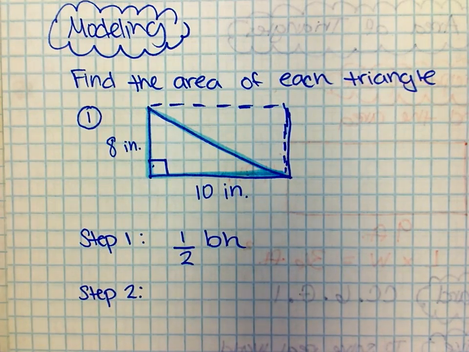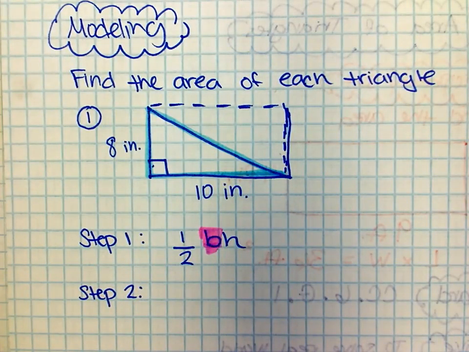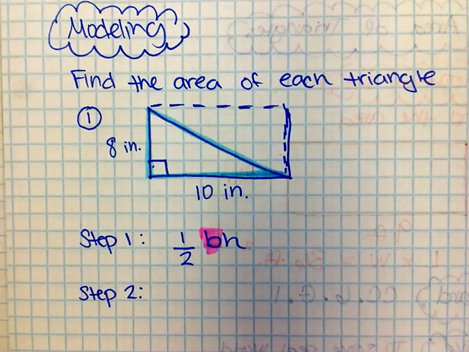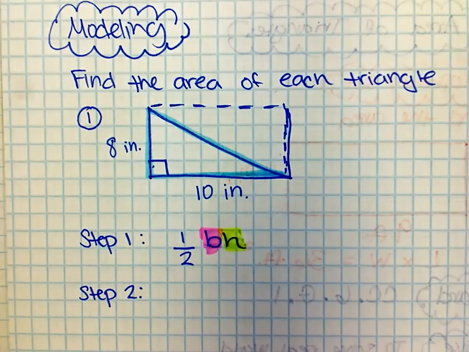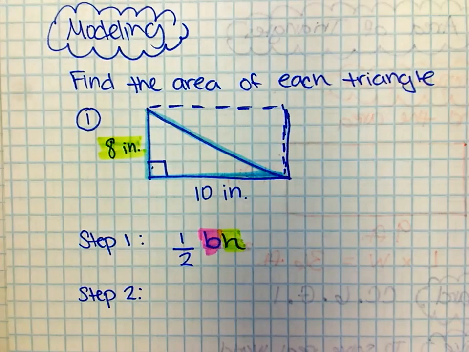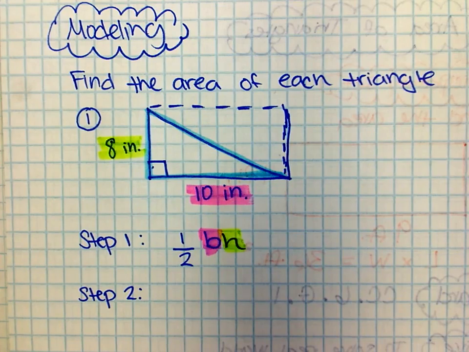Okay, let's see. I'm going to make my base my pink highlighter, and my height my yellow highlighter. Oh, I have green. Okay, my green highlighter. And my height right now is 8 inches, and my base is 10 inches. So I'm going to substitute in those numbers.